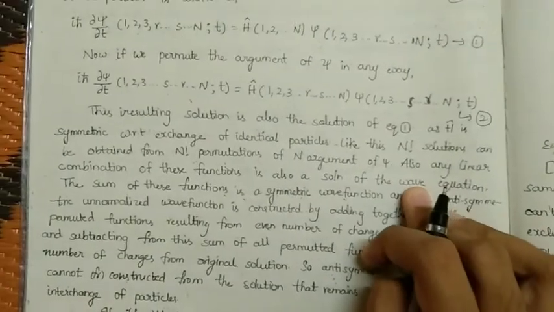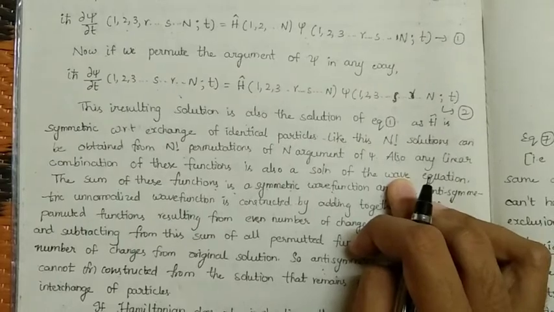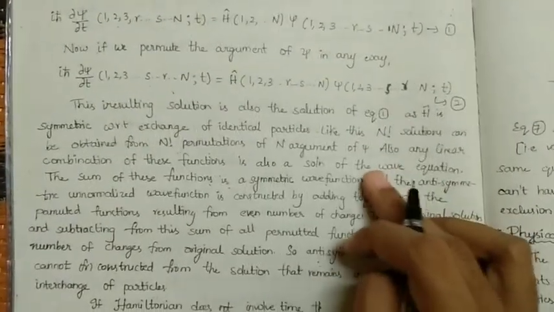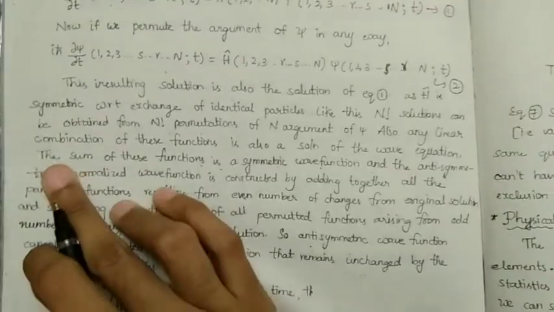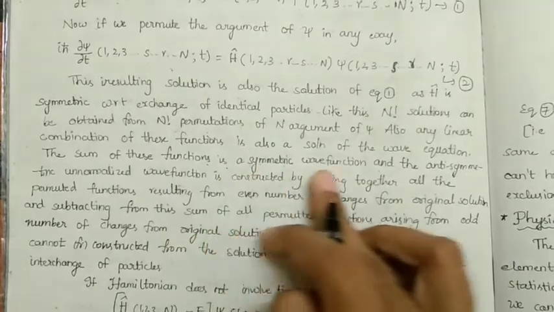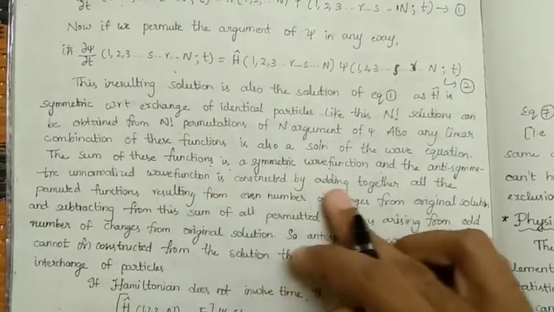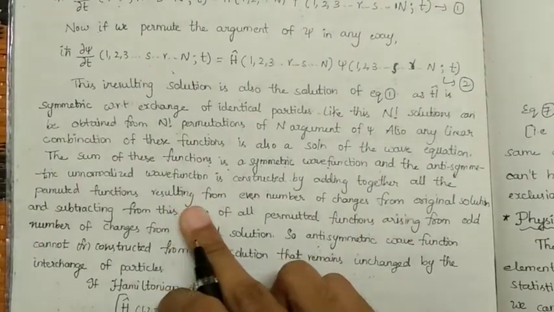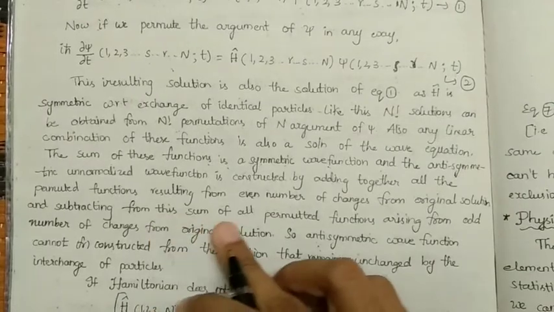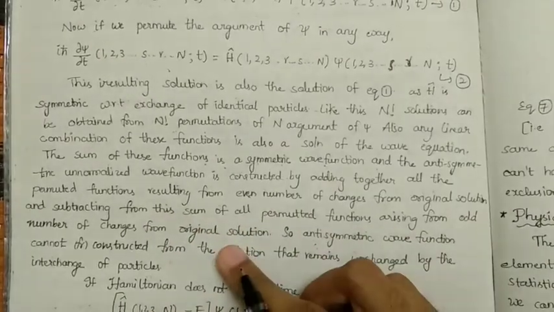Also any linear combination of these functions is a solution. If we consider the linear combination we considered before, a into psi of 1 comma 2 plus b into psi of 2 comma 1, that linear combination would also be a solution of this equation. The sum of these functions is a symmetric wave function, and the antisymmetric unnormalized wave function is constructed by adding together all the permuted functions resulting from an even number of changes from the original, and subtracting the sum of all permuted functions arising from an odd number of changes from the original solution.